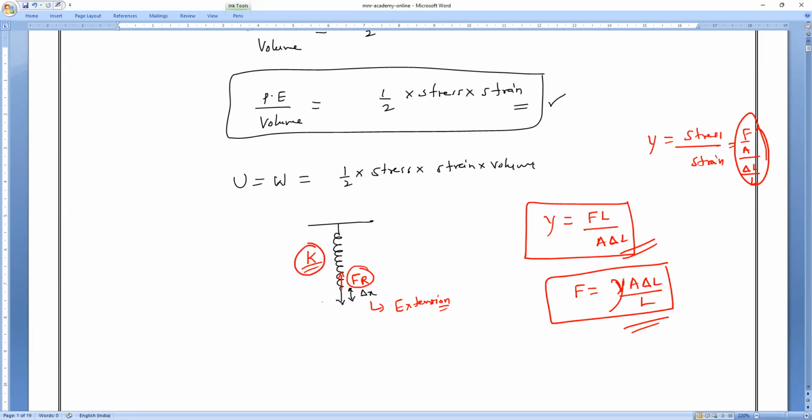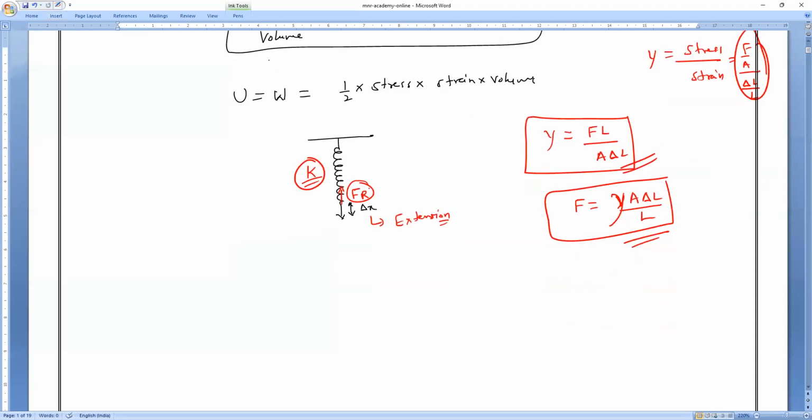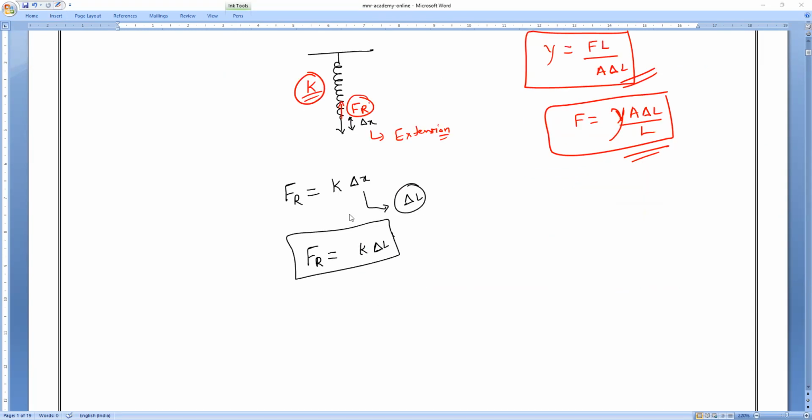So we all know the spring constant K. And what is the restoring force formula in a spring, which we already studied? Restoring force is equal to spring constant into change in length, that is delta x. Let me consider this delta x as delta L, the change in length. So I get the restoring force Fr is equal to K into delta L. Any problem, you can ask me. Understood? So the restoring force is equal to the force exerted on the spring.